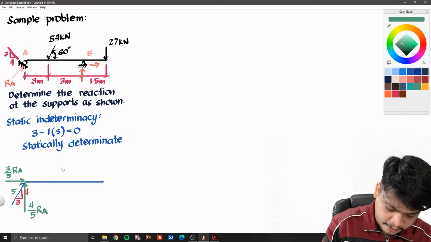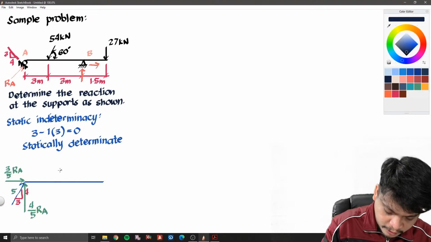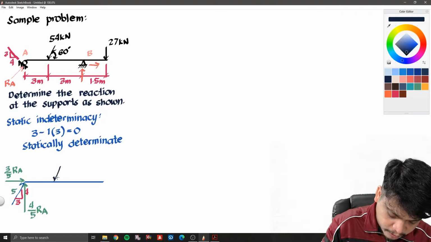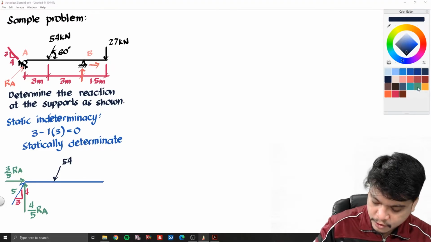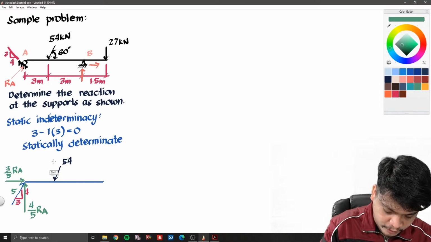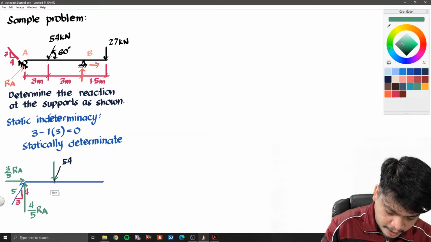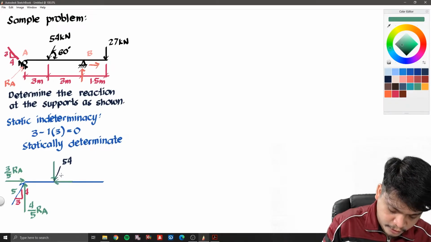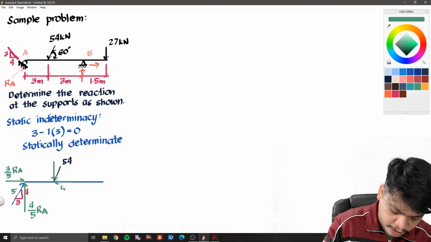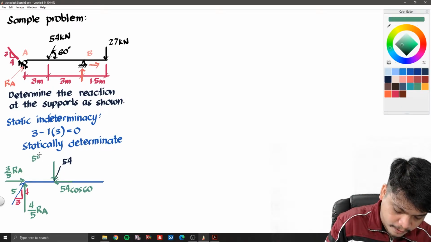Okay, next. Meron akong load. Nandito yung load ko, na around 54 kilonewton. So, pwede ko rin siyang hatiin sa dalawa. So, I have here the vertical, and then I have here also the horizontal load. So this one, horizontal, would be 54 cosine of 60, while this one is 54 sine of 60.